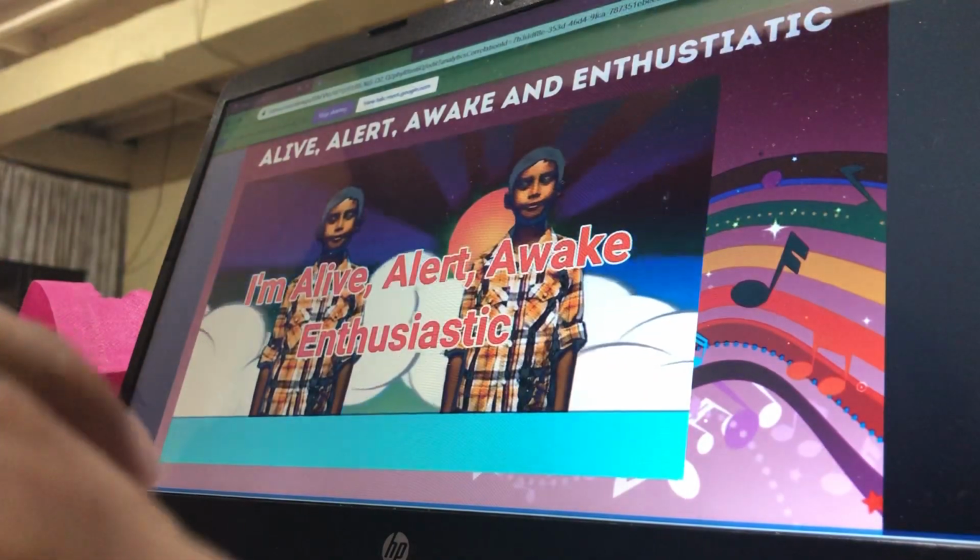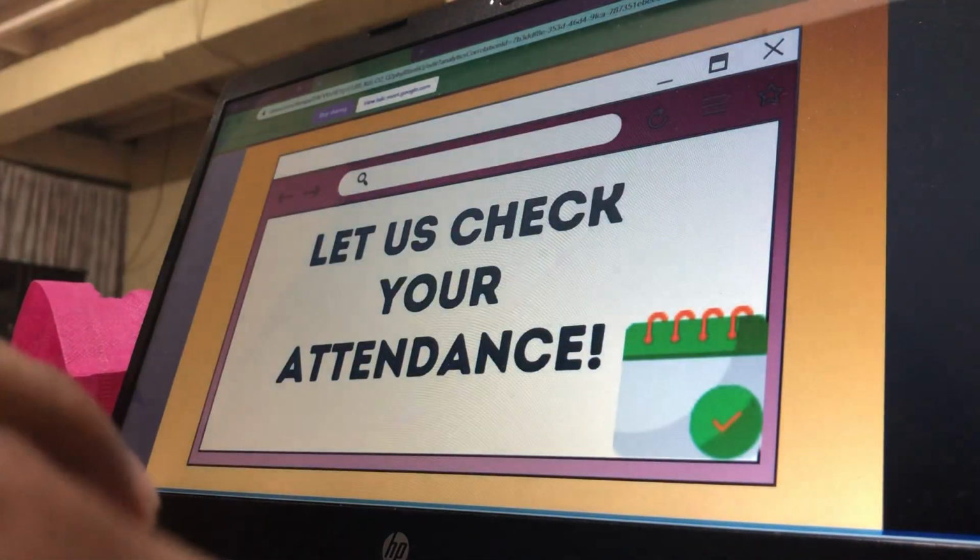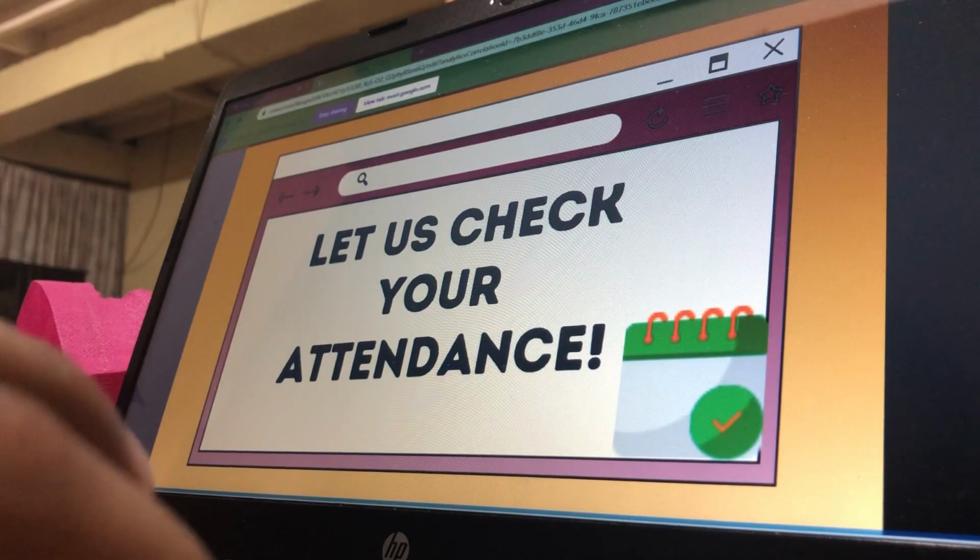So before we start, I have here an energizer. Let us sing to energize ourselves.